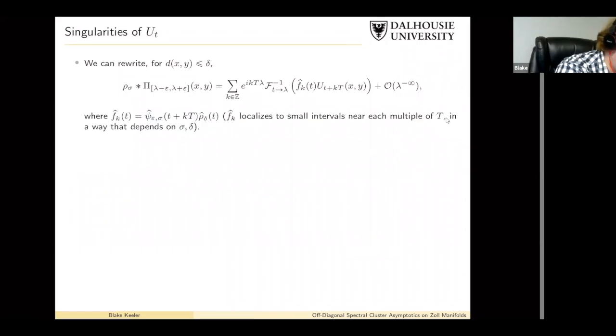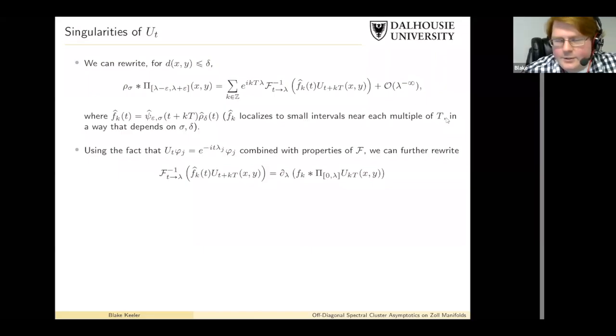Now this fk hat is, once again, a bunch of cutoff functions all combined into one object just for the sake of notation. The important fact is that it localizes near multiples of the period in small intervals that depend on these parameters, sigma and delta.